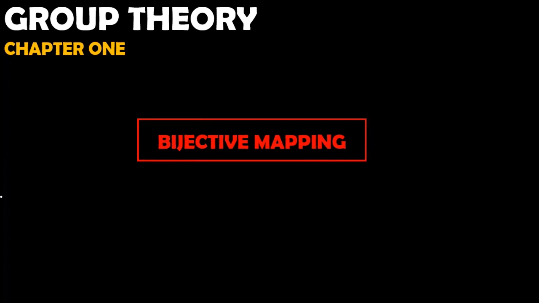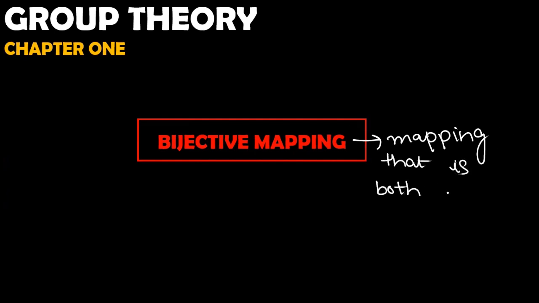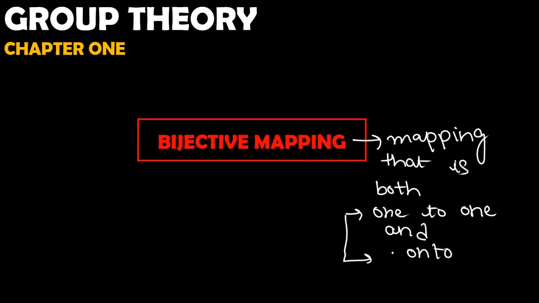Our next example is bijective mapping, that is both one-to-one and onto. It is the type of mapping which satisfies both the conditions of one-to-one and onto. It means every element in X has a distinct image in Y, and the range of the function should be equal to the codomain. Then it is a bijective mapping.